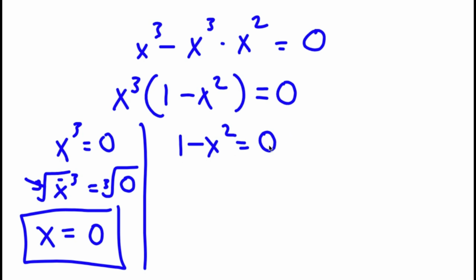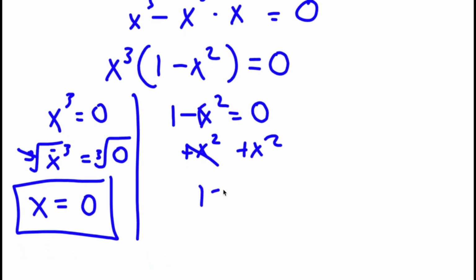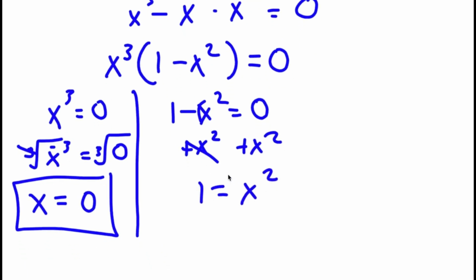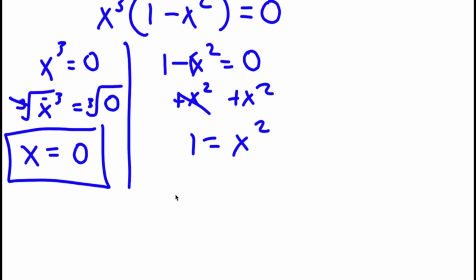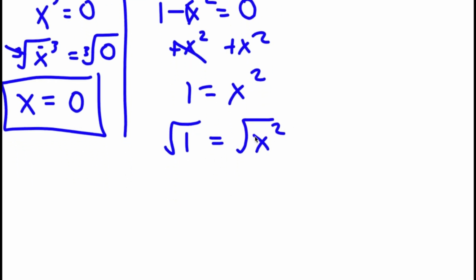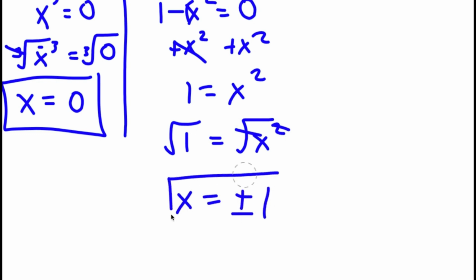Now, for 1 minus x squared equals 0, I'm going to add x squared on both sides. So then these two cancel out, and now I have 1 is equal to x squared. So now I'm going to take the square root on both sides. So I have the square root of 1 is equal to the square root of x squared. The square root of x squared is simply equal to x, and the square root of 1 is equal to positive or negative 1. So these are two more solutions to this problem.